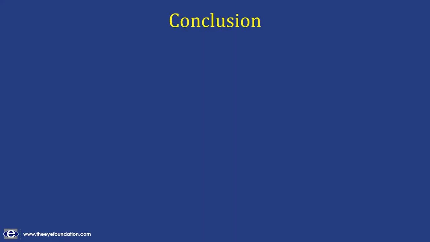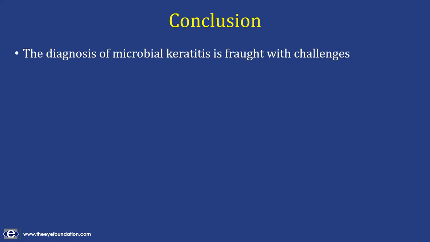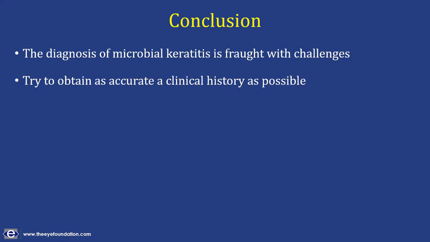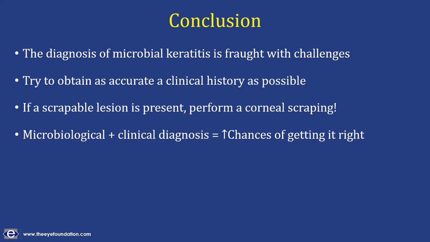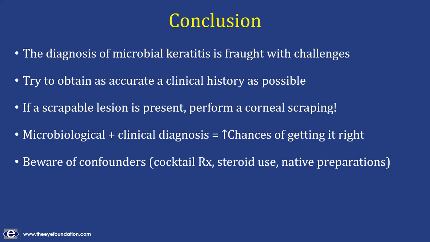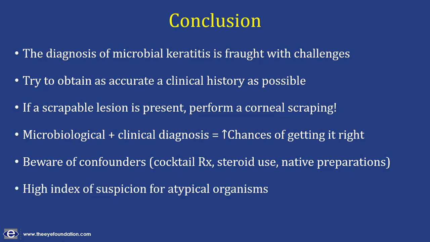So I'd just like to conclude with the fact that the diagnosis of microbial keratitis we know is fraught with multiple challenges. It's important to try and obtain as accurate a clinical history as possible. Often the patient might not give the right details, especially as to what treatment was administered to them prior. If there is a scrapable lesion present, please perform a corneal scraping. Having both the microbiological and the clinical diagnosis improves your chances of getting it right. Beware of confounders such as corticosteroid use, cocktail treatment, and the use of any native preparations. And have a high index of suspicion for atypical organisms that do not show the typical clinical course.